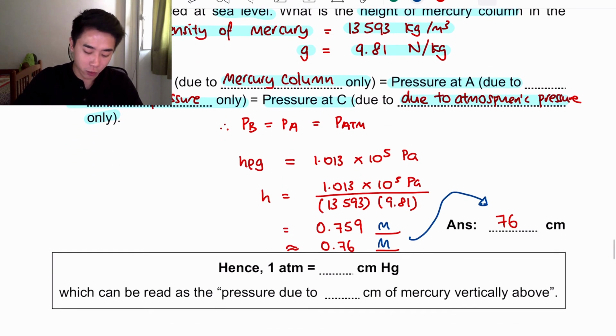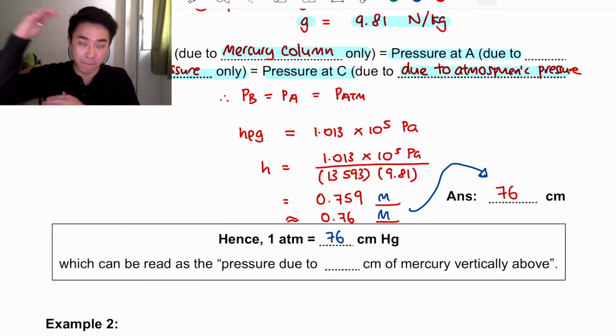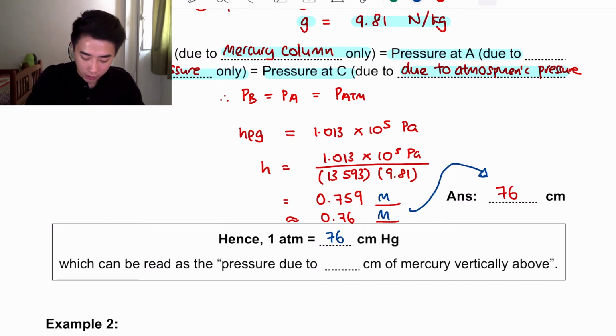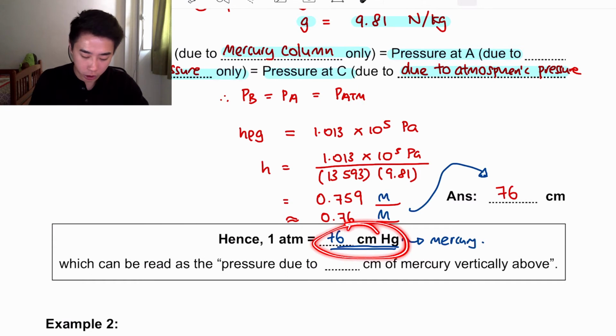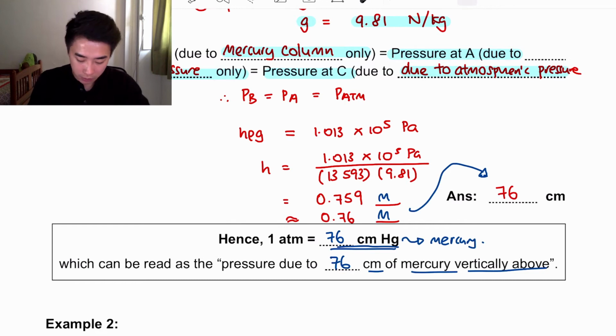So in fact, 1 atm, that means the atmospheric pressure, is equal to 76 cm of mercury column above. And this is written this way: 76 cm Hg. Now Hg is actually the chemical symbol for mercury. But how do we read this statement? 76 cm Hg is read as pressure due to 76 cm of mercury vertically above that point. So you must be able to break this down into this understanding.